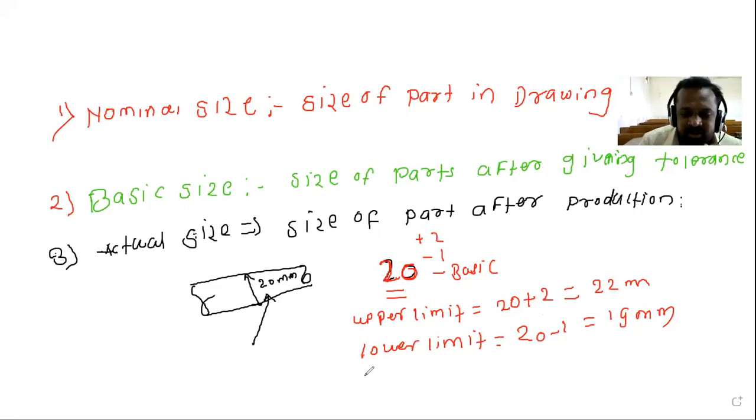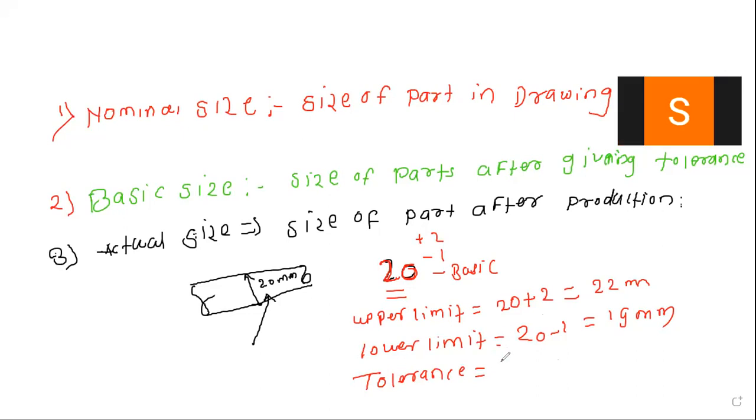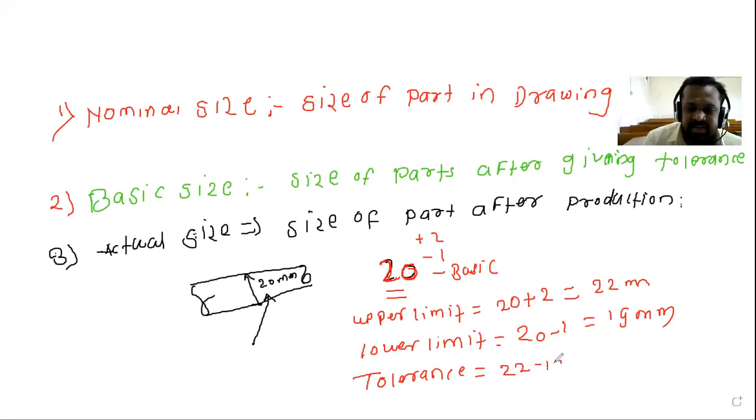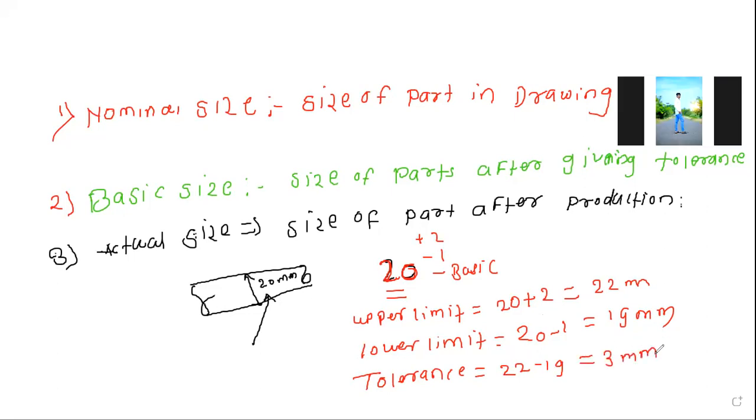Again, what is meant by the tolerance? Calculate the tolerance for this. What is the tolerance? 22 minus 19. Upper limit minus lower limit is called the tolerance. What is the tolerance? 3. That much variation will be allowed.